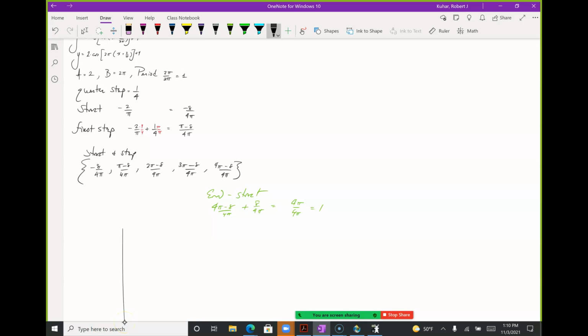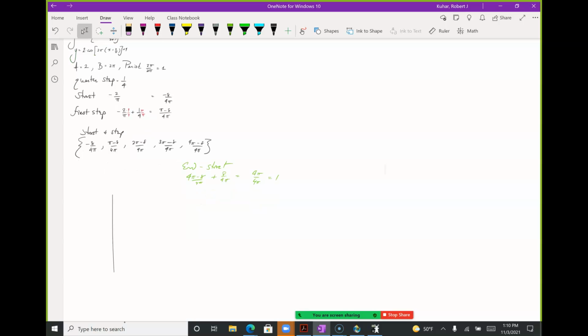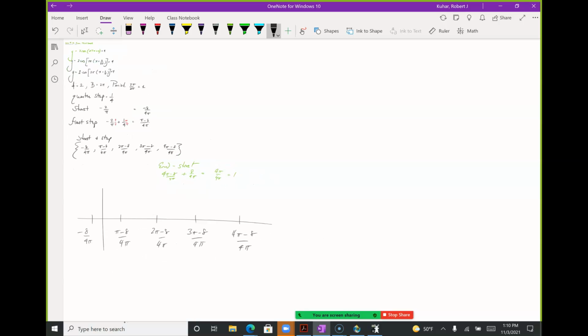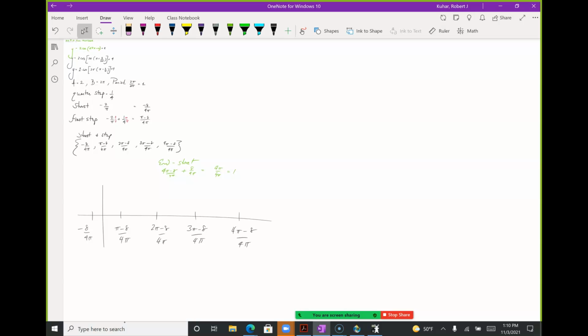I'm going to start at minus 8 over 4 pi. So I'm kind of just pretending here. So there's my minus 8 over 4 pi. There's my pi minus 8 over 4 pi. There's my 2 pi minus 8 over 4 pi. It'll be much nicer, the one I give you, okay? Now, that gives me my start and end and quarter steps.